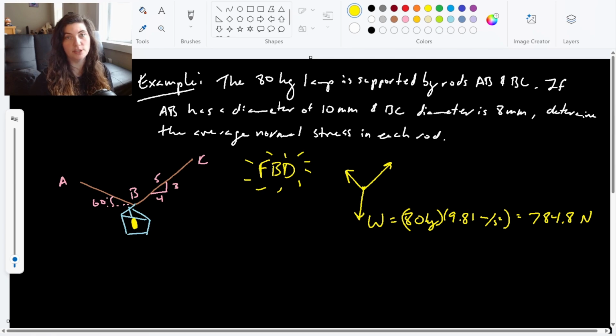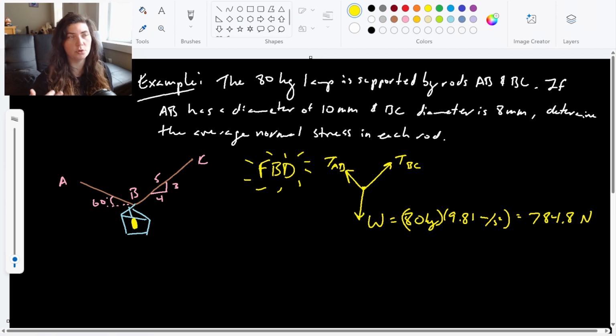And then, of course, I have my two unknown forces. These are the forces that I need in order to calculate my normal stress. So I have the tension in rod BC, the tension in rod AB. You can label these whatever you like. You can label them force, normal force, whatever. I'm used to calling them tension anytime it's like hanging from something like this.